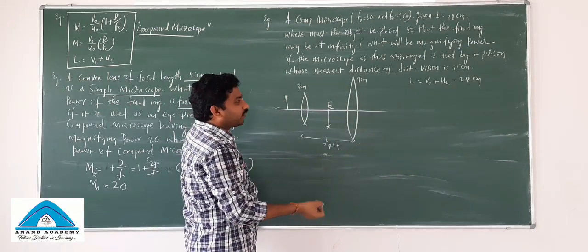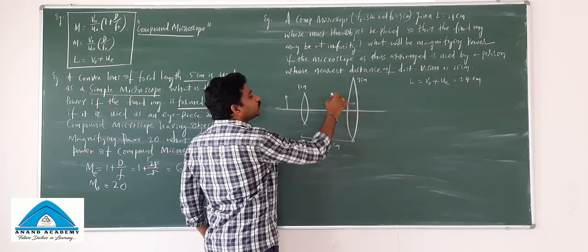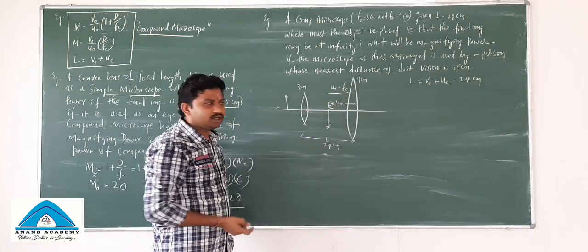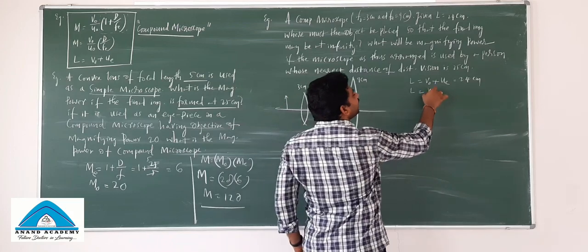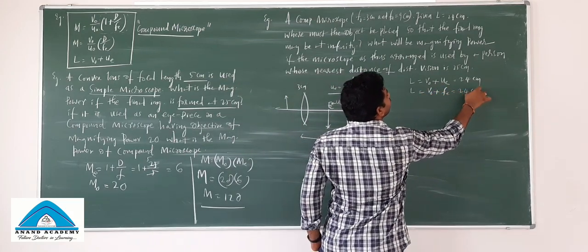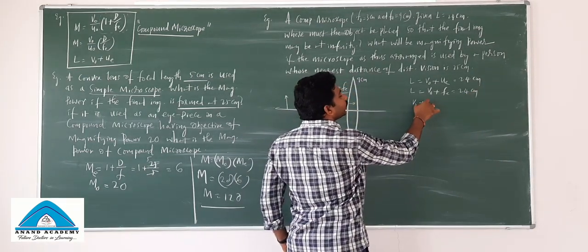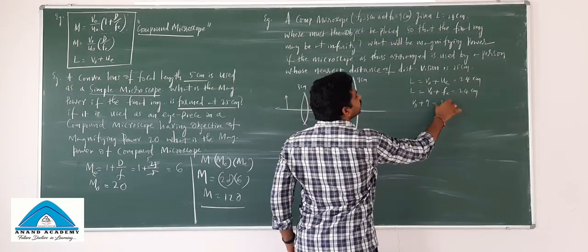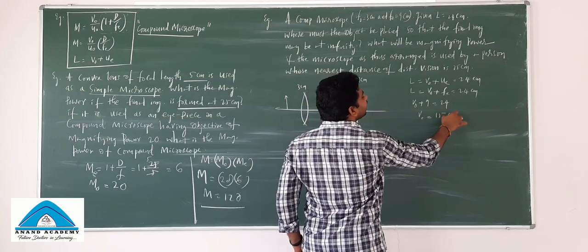So the image will be formed at infinity. That means the object distance UE must be equal to FE, right? So that is what I am writing here. Your L is equal to V naught plus FE, which is equal to 24 centimeters. FE is already given as 9, so your V naught value is 15 centimeters.